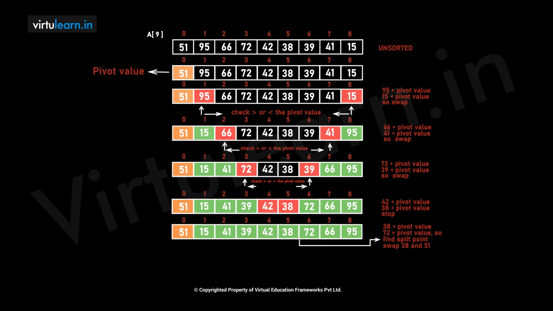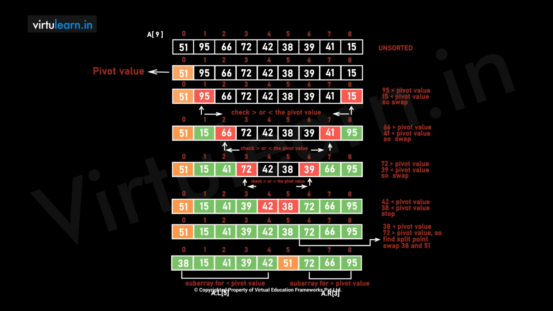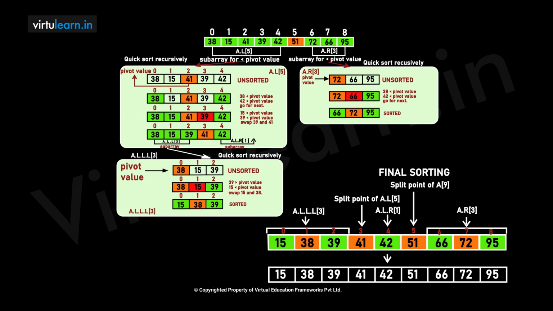So after splitting, the elements in the subarray are 38, 15, 41, 39, 42. In the fifth position we have 51, and the other subarray is 72, 66, 95. Now the array is 38, 15, 41, 39, 42, 51, 72, 66, 95.